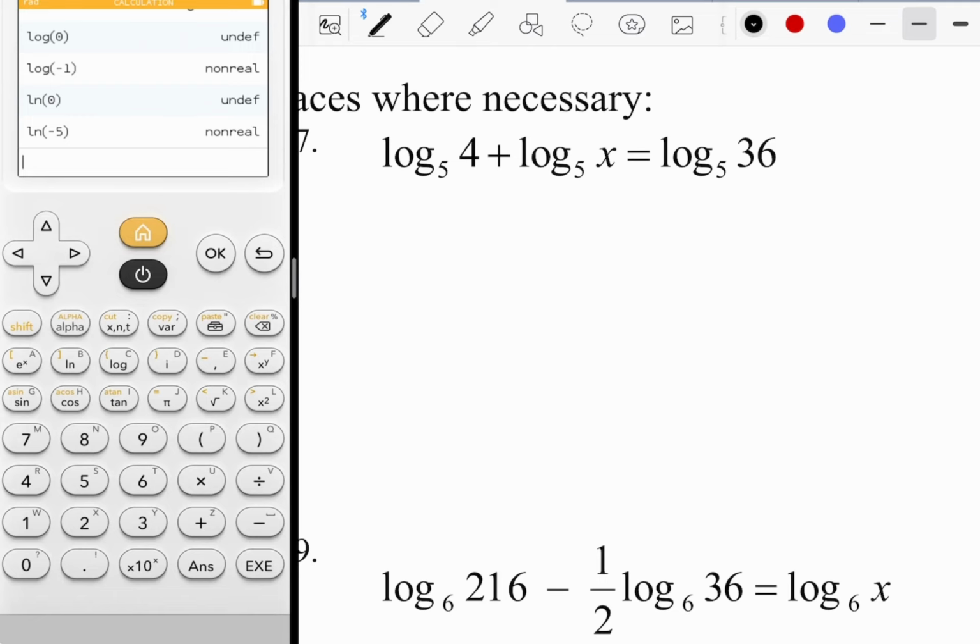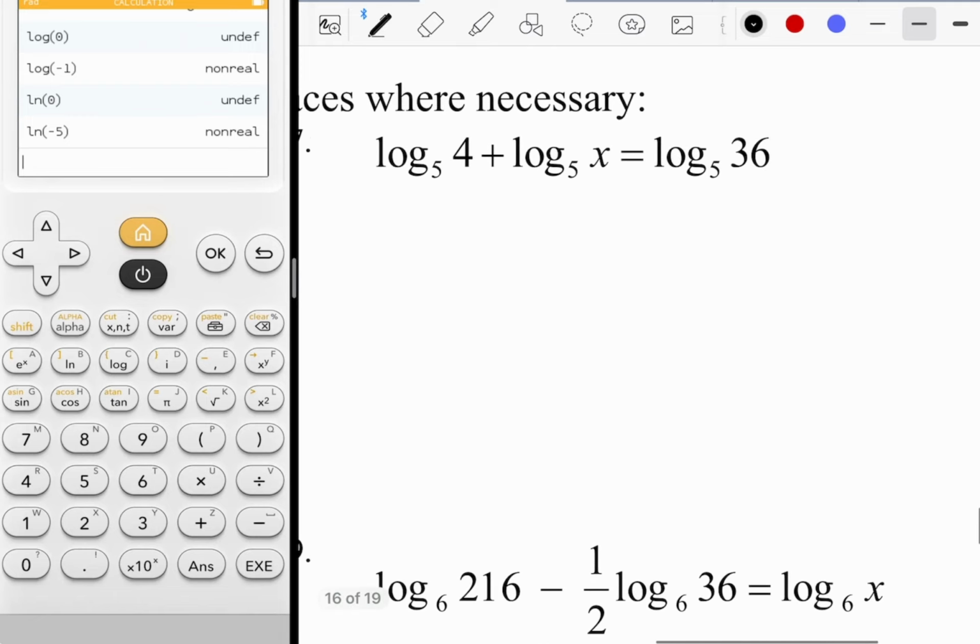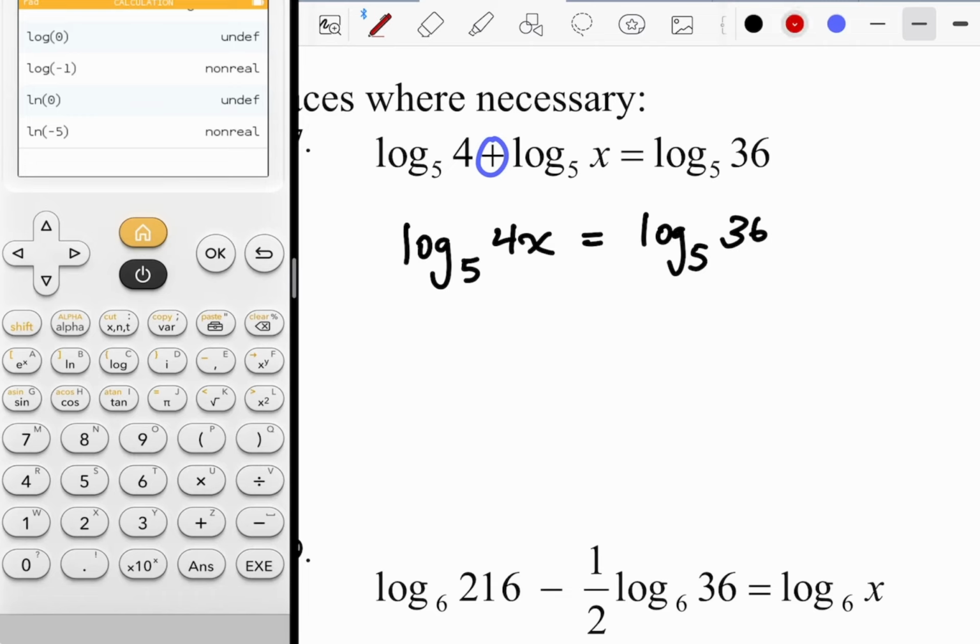All right. Number 17. So here what I want to do is I want to condense into a single logarithm so that I can just see what the difference is from the left side of the equation to the right side of the equation. So this is going to be the reverse of the power rule. I'm going to write this as log base 5 of 4 times x, and that's equal to log base 5 of 36. I think I said power rule, I meant product rule. All right, so product rule.